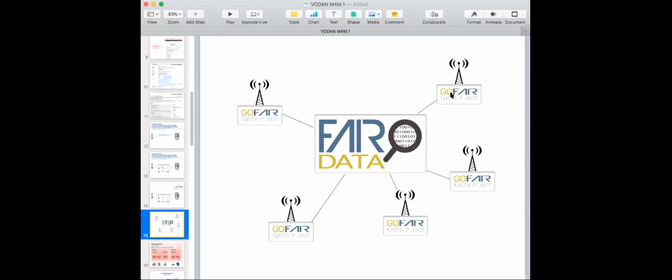And what we've envisioned is a world of FAIR data points, a network of FAIR data points that would allow much more sophisticated search and access and reuse of the data, because the data elements and the data itself are all machine actionable.